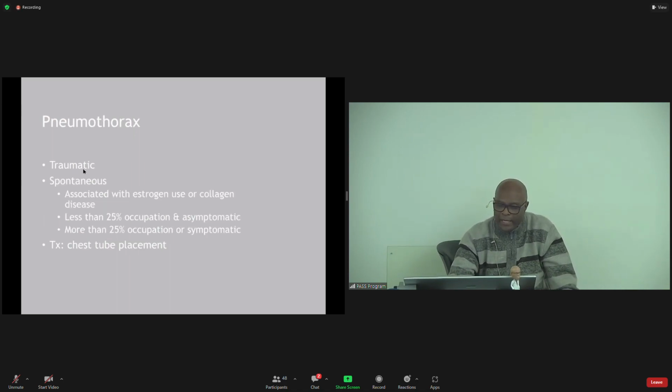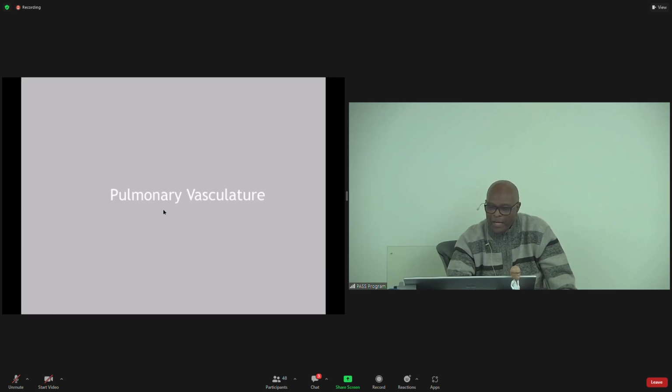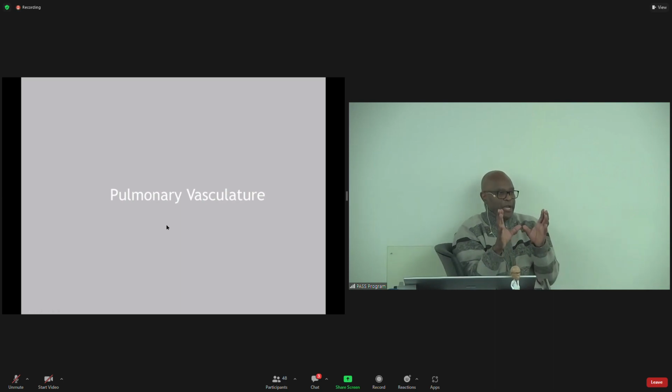Pneumothorax, traumatic, again, is most common, but spontaneous pneumothorax, especially with estrogen or collagen diseases. I gave you these numbers: less than 25% occupation with no symptoms, do nothing. More than 25% occupation or symptoms at any level, put in a chest tube. There's the anatomy of the lung again. Just to remind you, please look this over from time to time. That's why I put it in several different places for you. Now the vasculature. So we've done the airway part. That's chest wall and pleural cavity.